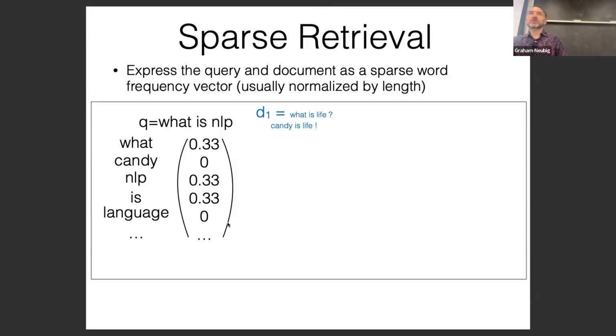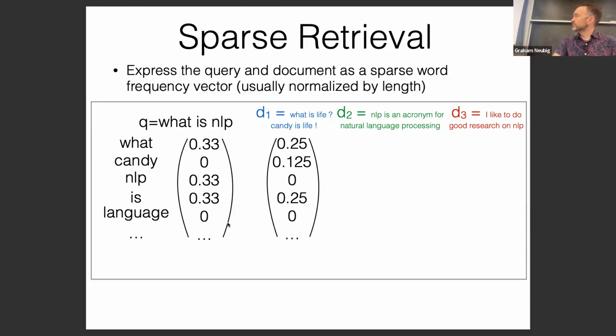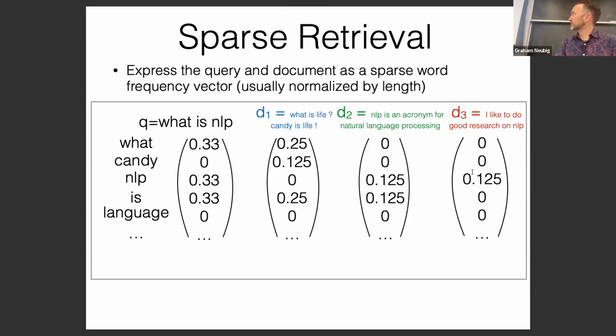Then we have a whole bunch of documents. Let's say our first document said, what is life? Candy is life. The second one said, NLP is an acronym for natural language processing. And the third one said, I like to do good research on NLP. So this would also be normalized in some way. And so we would get what, and we would get is, and we would get candy. And this one is NLP is an acronym for natural language processing. So we would get NLP and we would get is. And then for this one, we would get just NLP because there's no is in there.